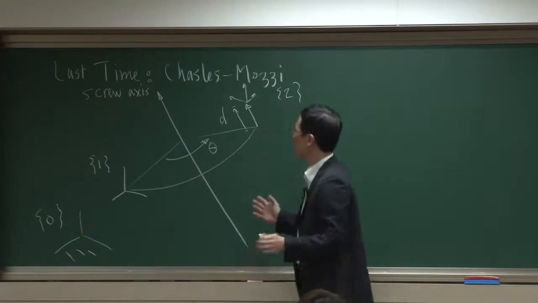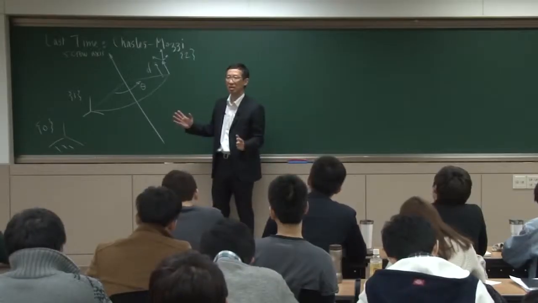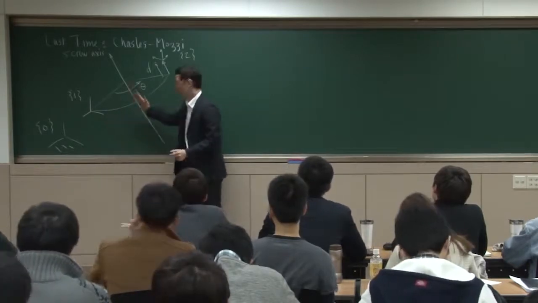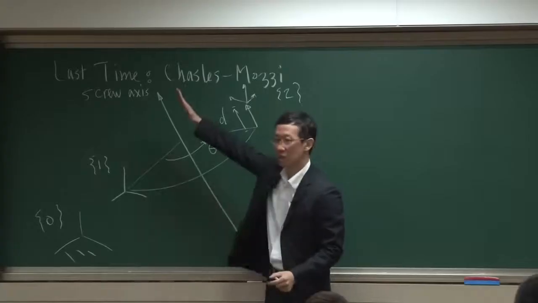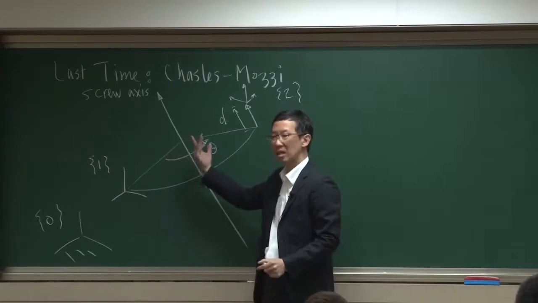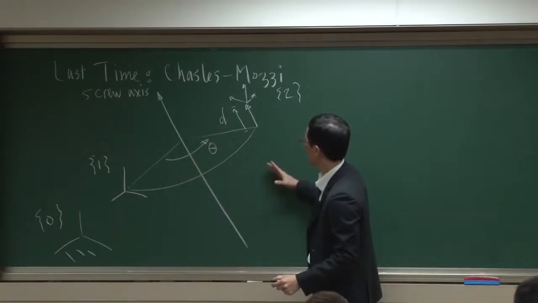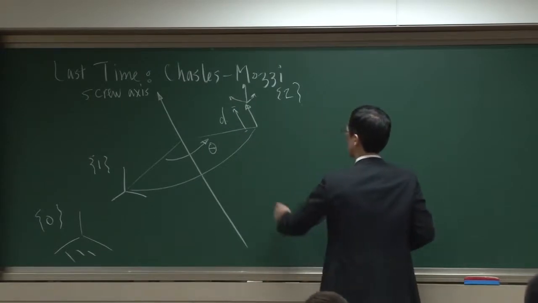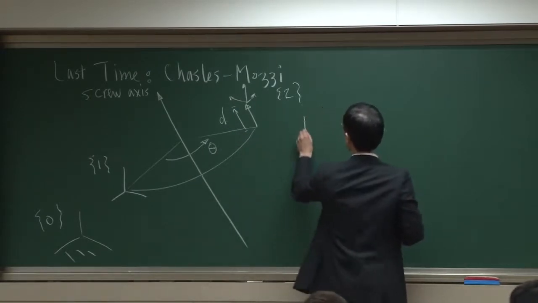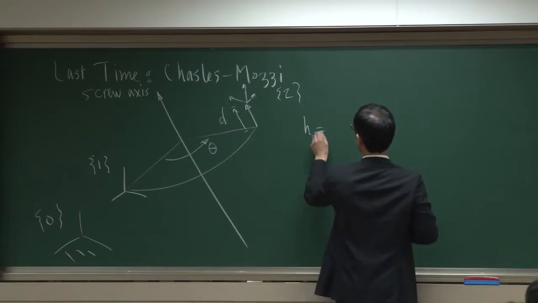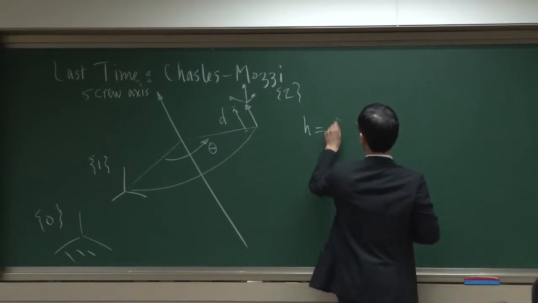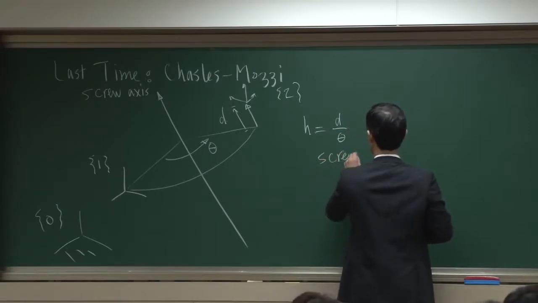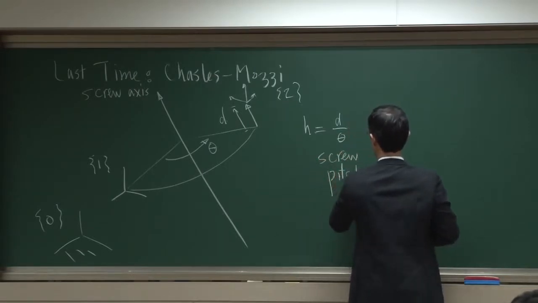Okay, so Chasles and Mozzi said that every rigid body motion can be expressed in this fashion, as a screw motion about some screw axis by some angle theta and by some pitch. So h is the pitch. We're going to define that to be d over theta. Okay, so this is the screw pitch.